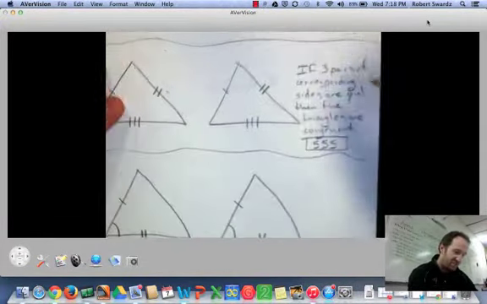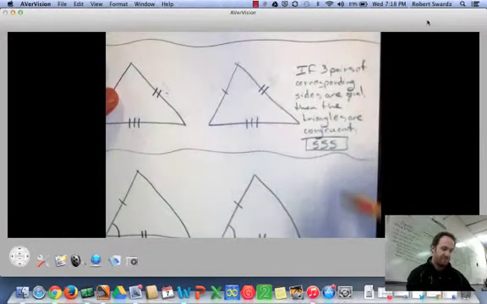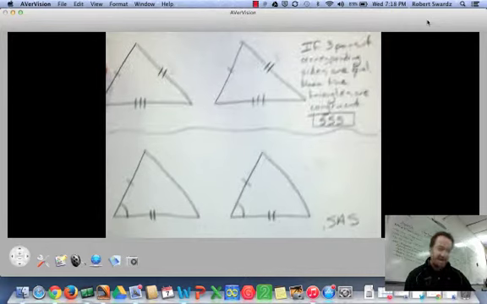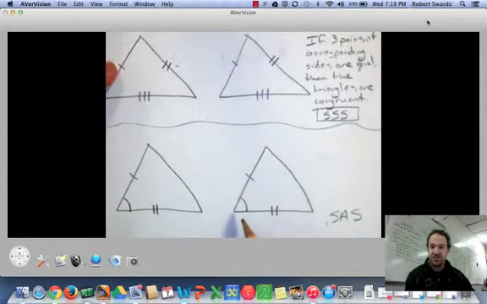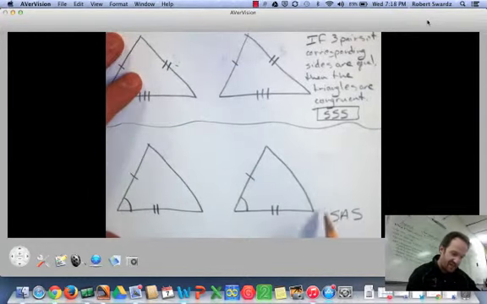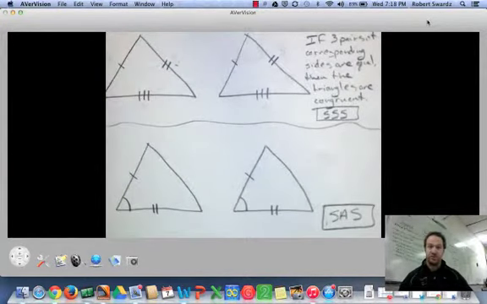And I could write this if-then statement showing this. If two pairs of sides are the same and the angle between the two sides are the same, then the triangles are congruent. And that's side, angle, side. And it does work for showing triangles are congruent. So we got side, side, side. We got side, angle, side. What else do we have?